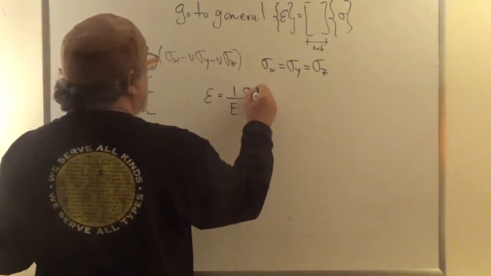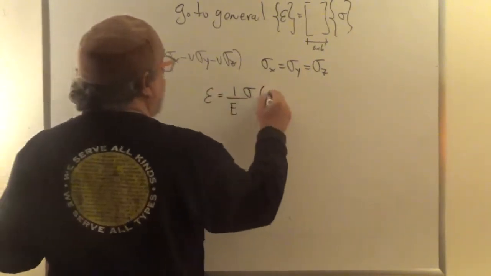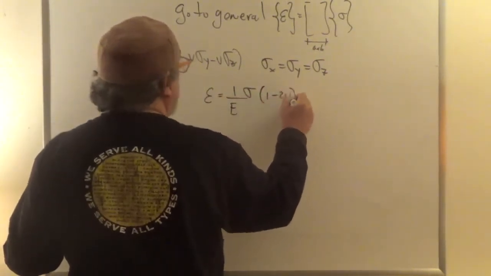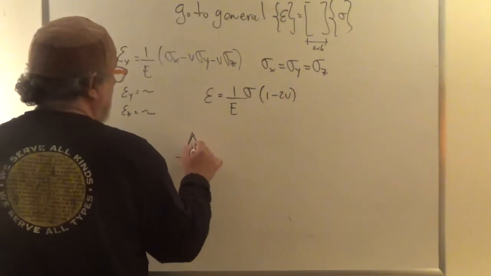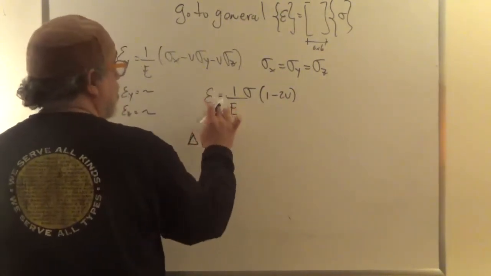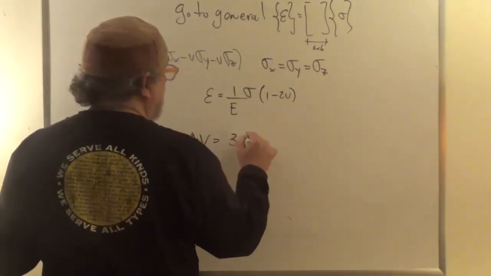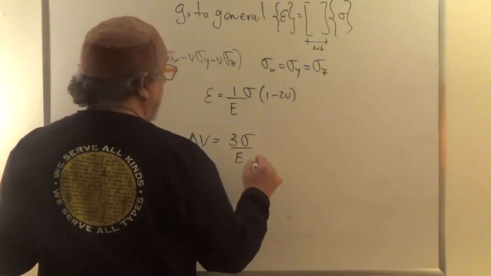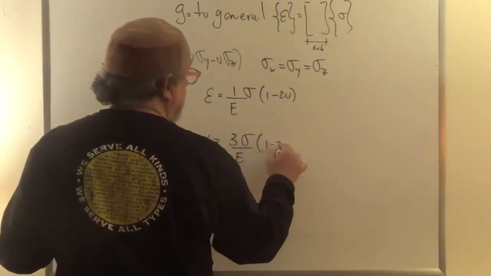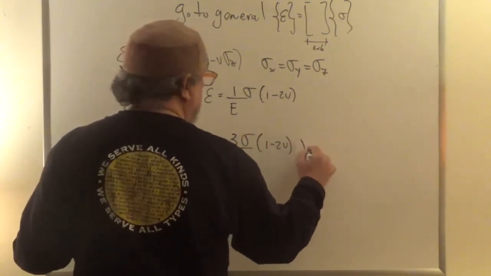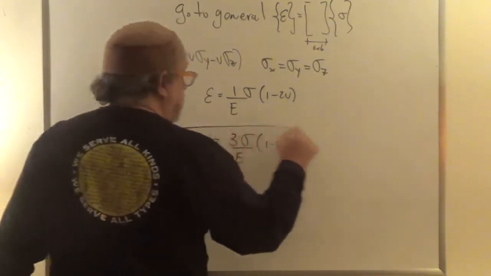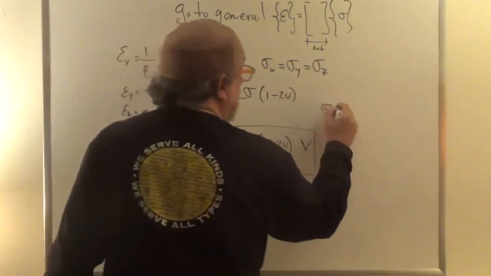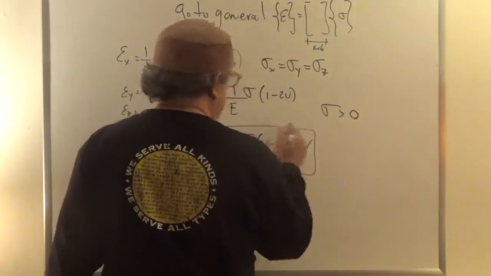Sigma goes out of the integral, and then we have 1 minus 2 nu, right? And the change in the volume then, which is just this 3 times, would be 3 sigma over E multiplied times 1 minus 2 nu times the volume, right? Now, sigma greater than 0 is tension, right?